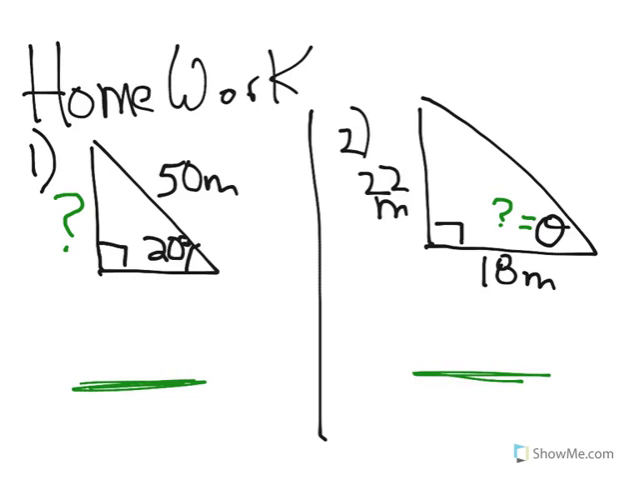Second example, going on over here. I give you another right triangle. I give you the length of 2 sides, 22 meters and 18 meters. And I'm asking you to find the angle theta. That's that green question mark side right there. Write them both down. Pause it, right? Write them down. Draw them out. Turn in your answer in class tomorrow. It's your homework. It counts double. So make sure you do it right.